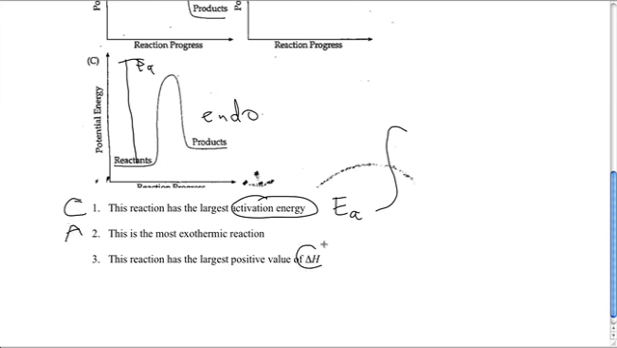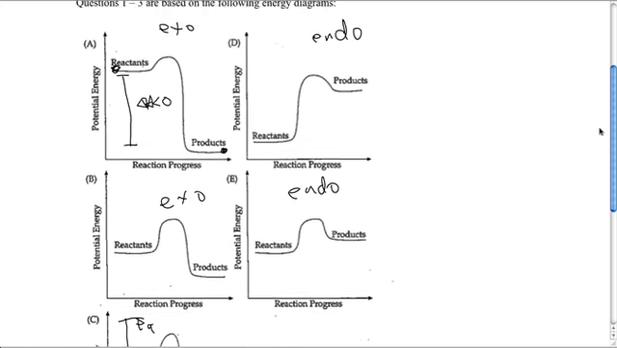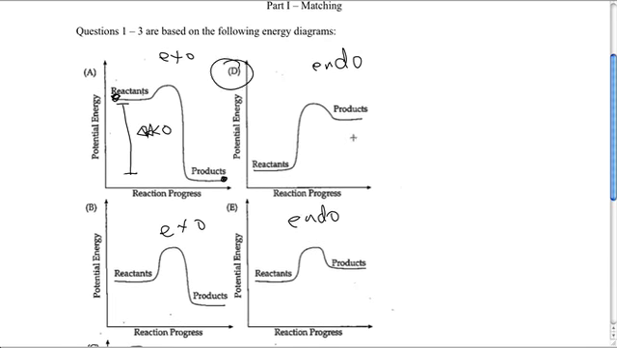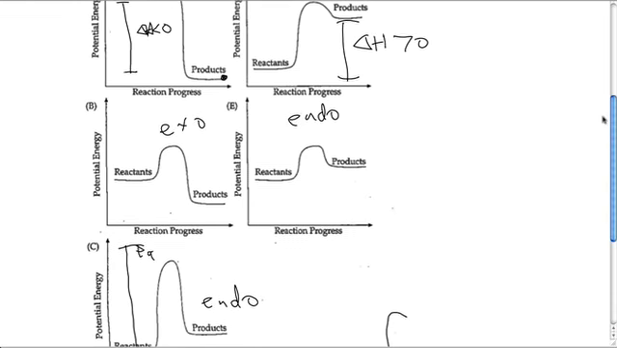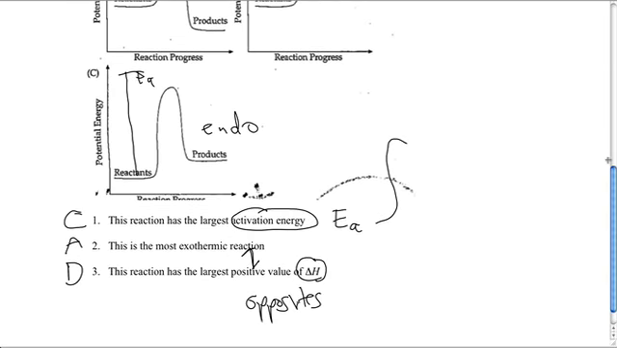And the largest positive delta H, well, that's the opposite of this one. So these two are opposites. So let's go through and find that. The largest positive delta H, that's going to be D. Delta H is very large in that case, endothermic reaction. So CAD, CAD, CAD. Here we go.